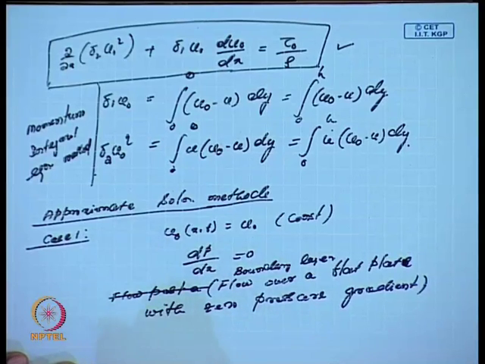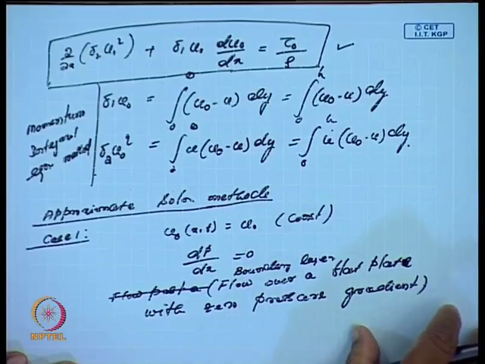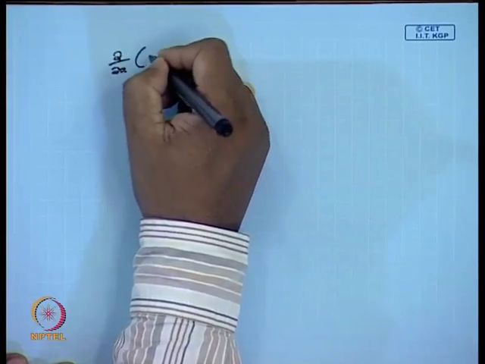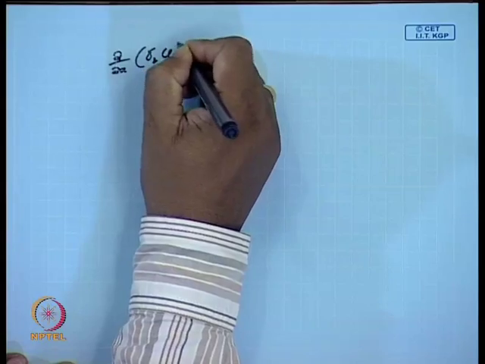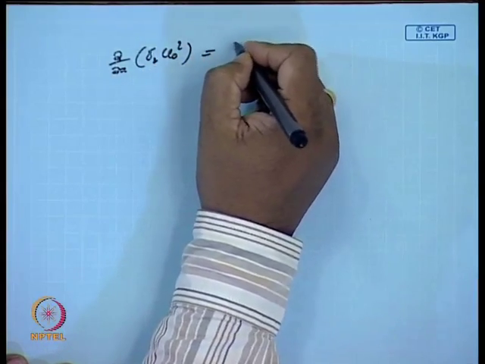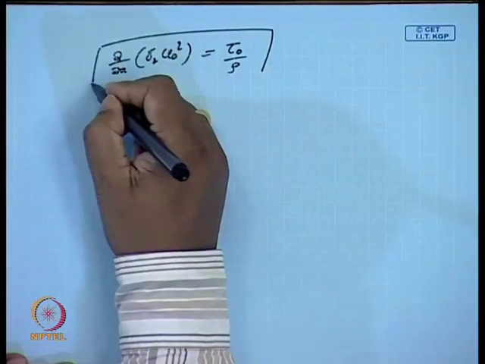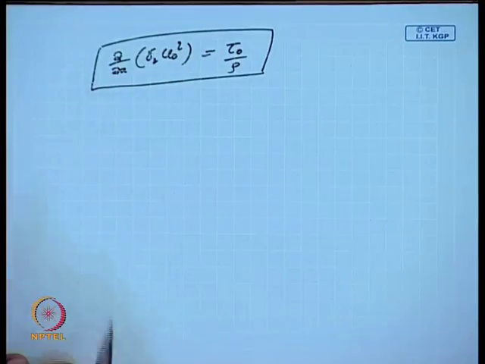If this is the case, what will happen to our equations? Because dp/dx is 0, du0/dx will be 0. So the momentum integral equation will be further simplified and reduces to ∂/∂x of (δ2 u0²) equal to τ0 by ρ. This becomes my momentum integral equation.